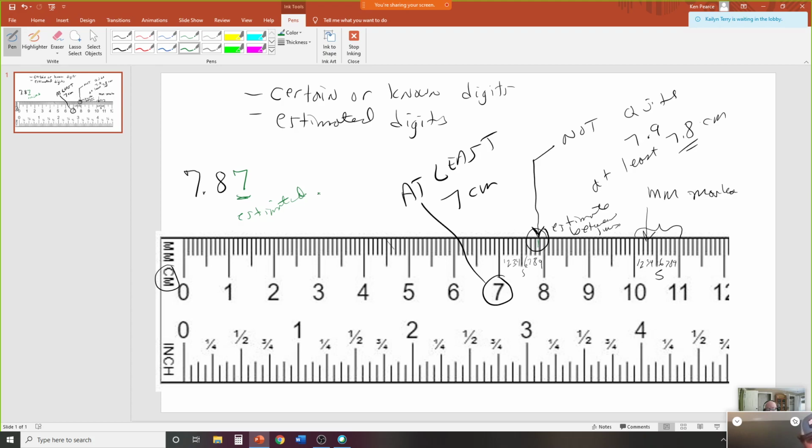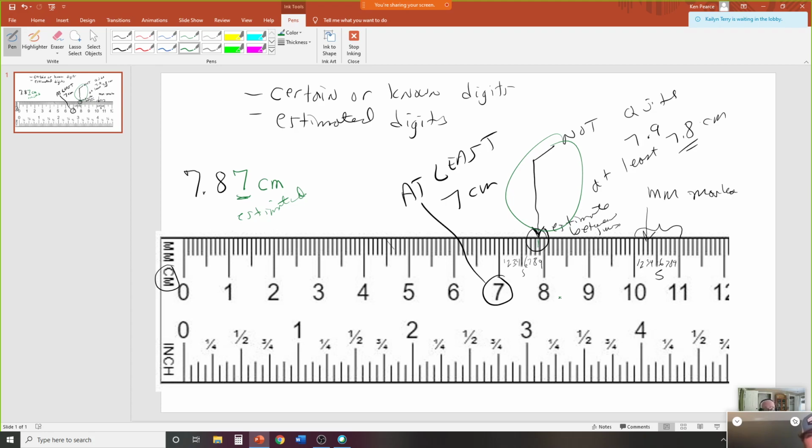Now, you always estimate that last digit. Even if it's right on the line, that just means it's 0. So off of this ruler, this right here that I put there, I would say that it's 7.87. Now you may look at it and say it's 7.88, and you may look at it and say it's 7.86, but we should all say it's 7.8 something.